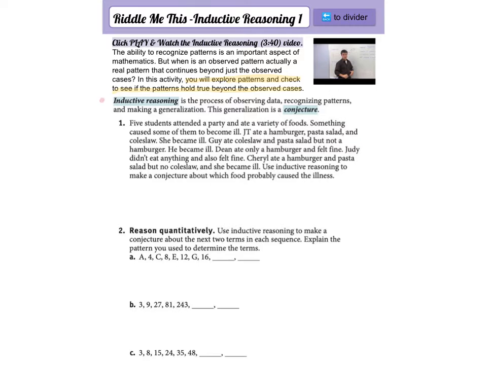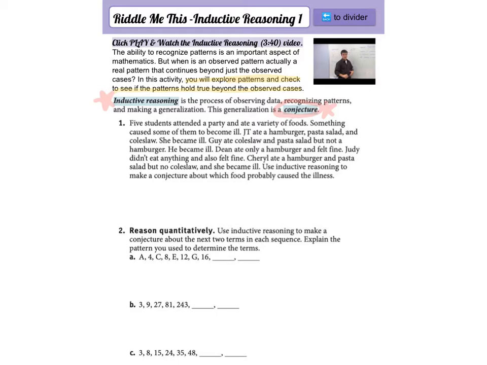Inductive reasoning is the process of observing data, recognizing patterns, and making a generalization. What is the generalization called? It's called a conjecture. A conjecture is like a hypothesis: you observe some patterns, then you make a suggestion from the reasonable guess. Let's try number 1.